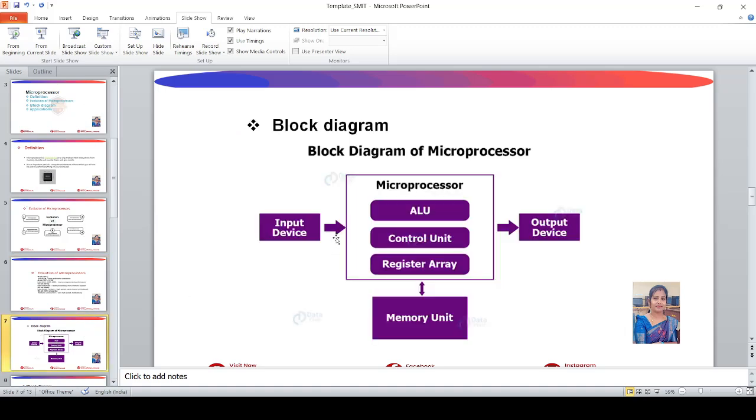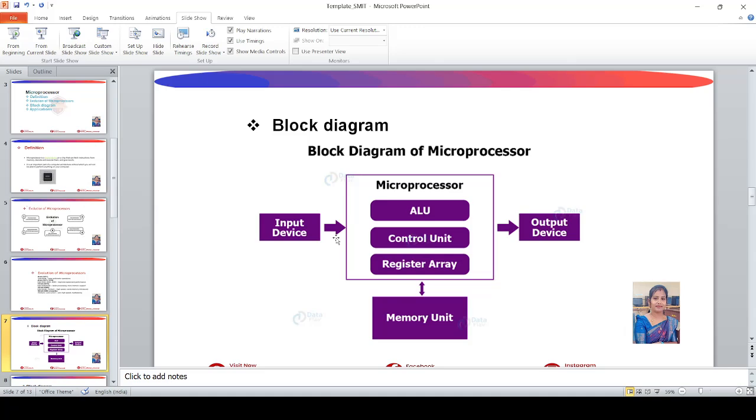Next one is the block diagram of the microprocessor. This is the basic block diagram of a microprocessor. It consists of an input device, an output device, and a memory unit. These are all external devices, peripheral devices, right? What is in the microprocessor? In the microprocessor it has the ALU, control unit and register array, right?